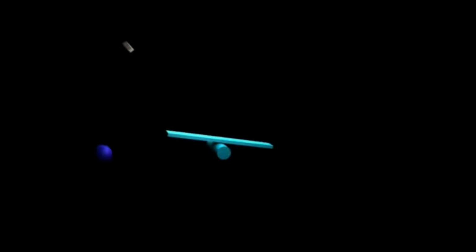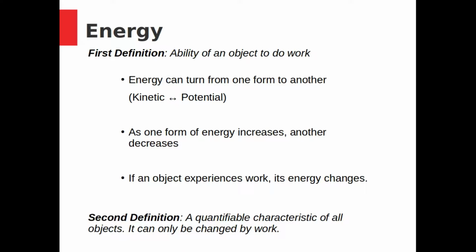In the earlier video, we talked about energy as the ability to do work. But this example shows something more. Doing work necessarily changes the energy of an object.